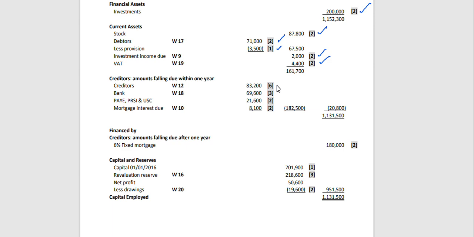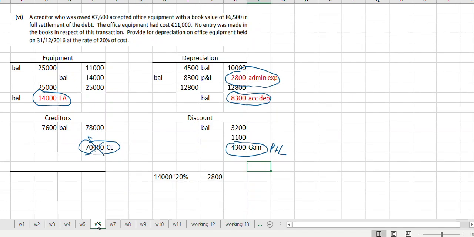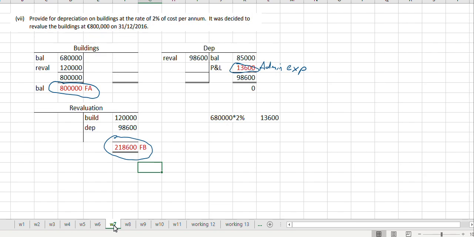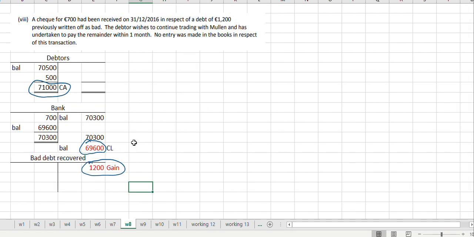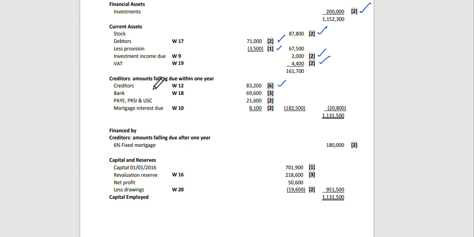Creditors, you can see, worth 6 marks. So there's a couple of notes on creditors. Bank is an overdraft, so just be aware that our bank account, whichever note it was, 6, 5, 7, 8? Note 8 is on the credit side, so it's a bank overdraft, which is a current liability or a creditor falling due within 1 year. Be careful with that. PAYE, that doesn't change. Mortgage interest due, we had a note. So there's your figure, 1,131,500. Mortgage figure comes from the trial balance.